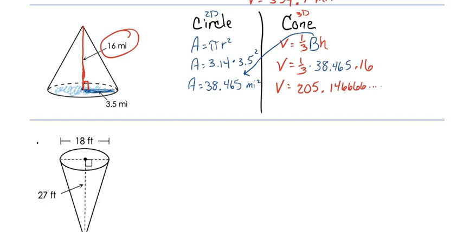We are rounding to the nearest tenth, so I only need one place after the decimal, so volume equals 205.1. I look at the 1, what comes after it? 4. Oh, so the 1 doesn't need to change. I just leave it a 1. And I label miles cubed. All right, that cone looks like it makes sense. The base is on the bottom.